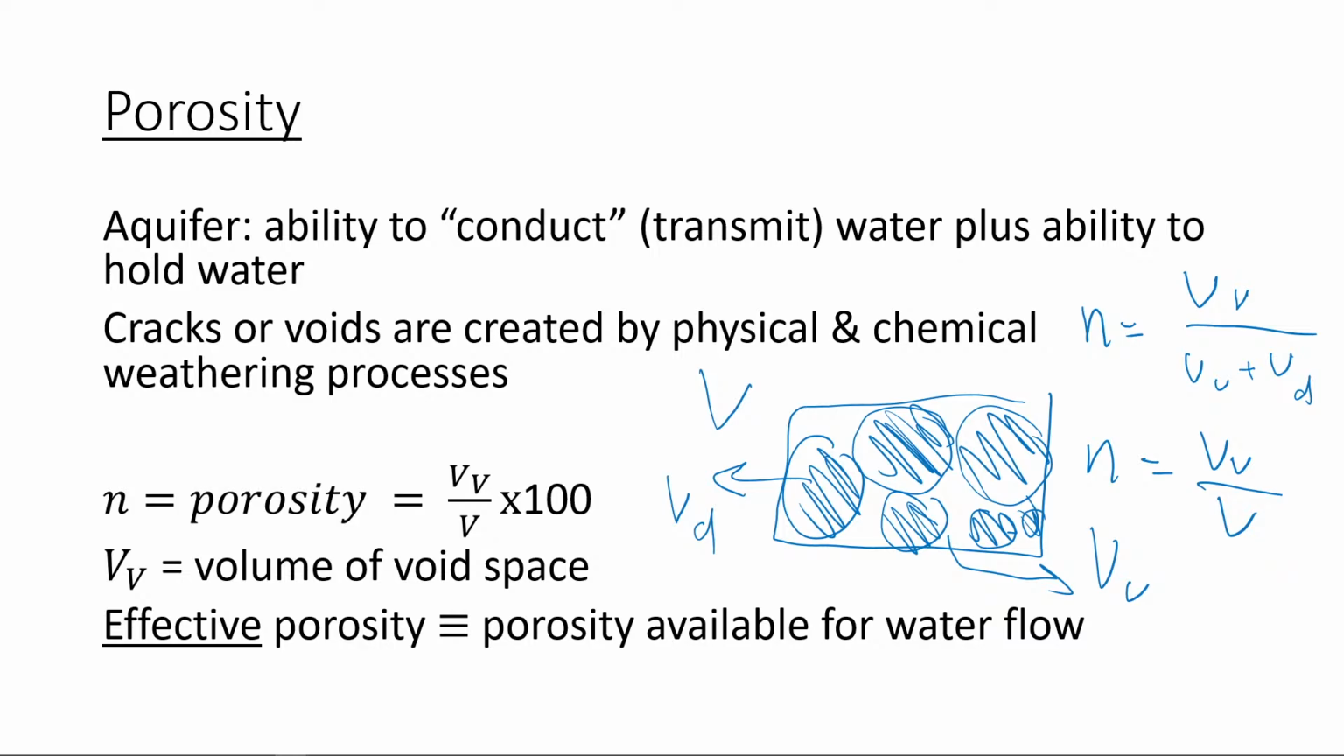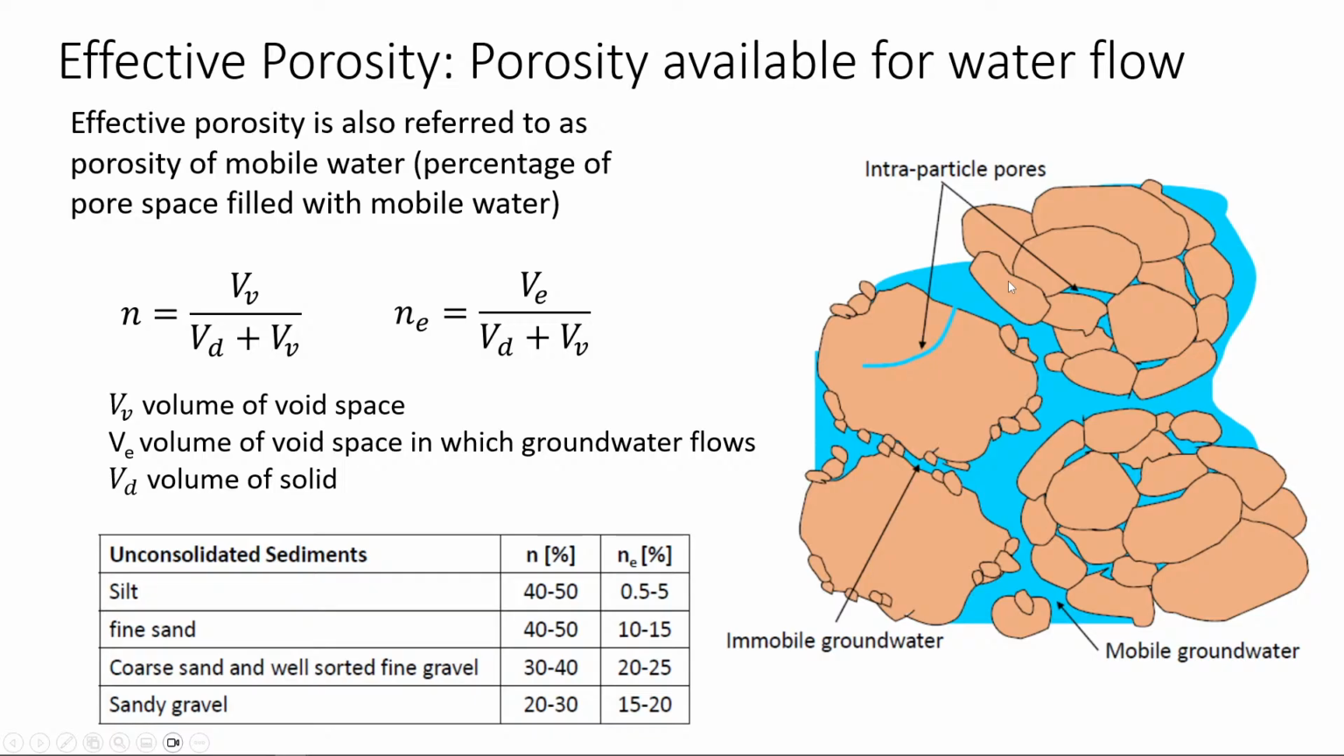Effective porosity is the porosity available for water to flow. What does this mean? Let me show you. You see in this figure, this is your sediment, but what is the porosity that is available for water to flow? For example, is this porosity available for water to flow? No. Here? No. How about this? No. But see, here is the porosity that is available for water to flow.